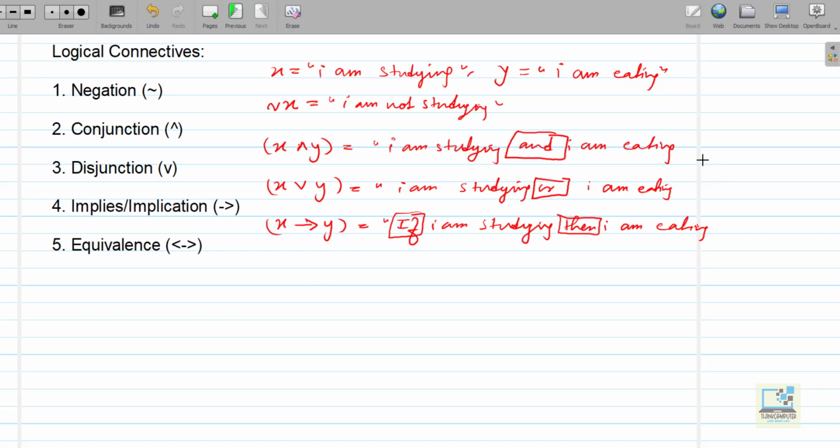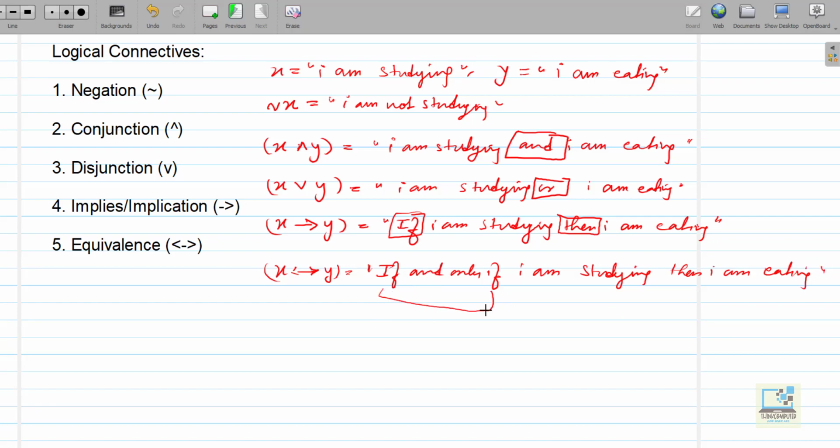Now the next one is equivalence, x equivalence y. The statement will be: if and only if I am studying, then I am eating. So here we have to use if and only if before the first sentence, and then will be used as the joining word between the first and second sentence.